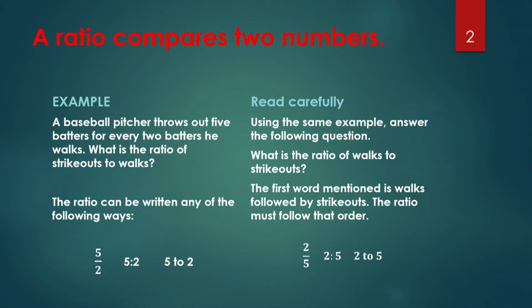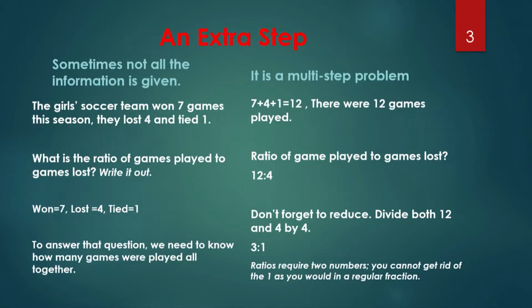So we're using the same information. He walked 2 players, but he struck out 5. Because the word walk comes first in this question, you have to write the 2 first. So it would be 2 over 5 or 2 to 5. So you want to read carefully and make sure you're putting those numbers in the correct order. So let's look at the next slide. We have another example of a ratio.